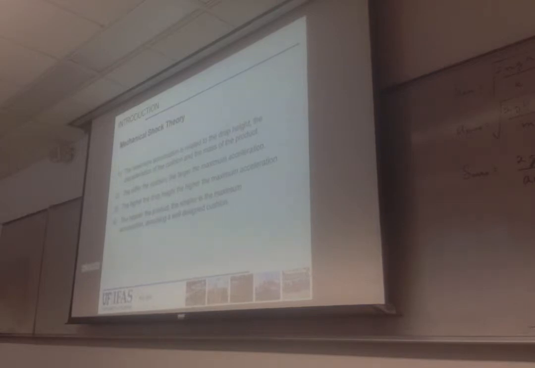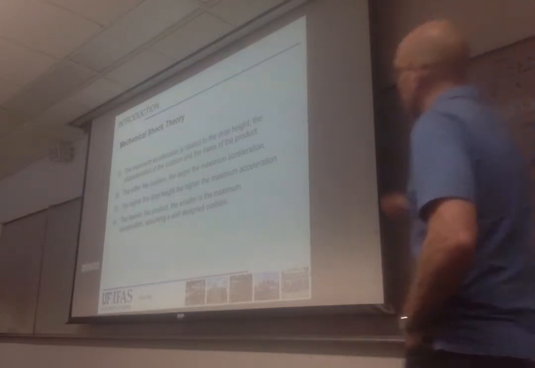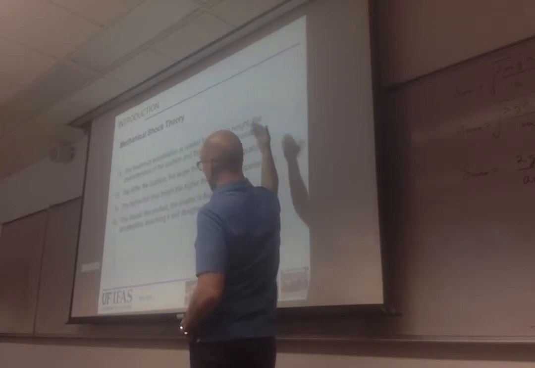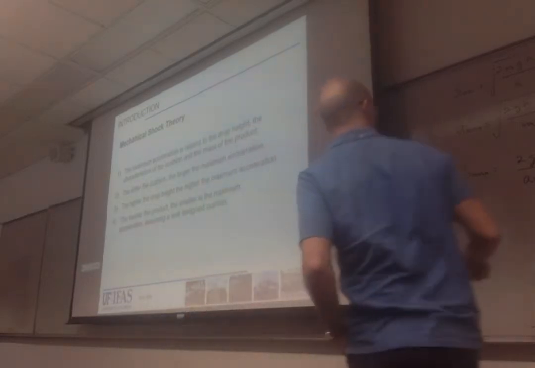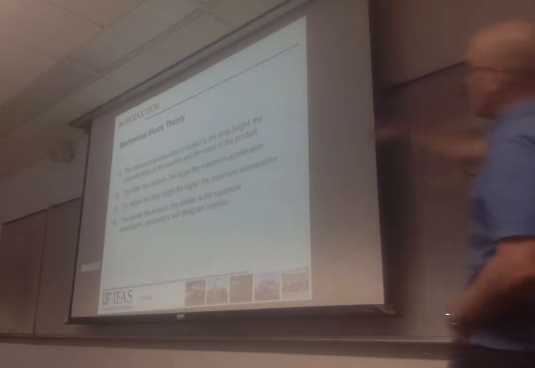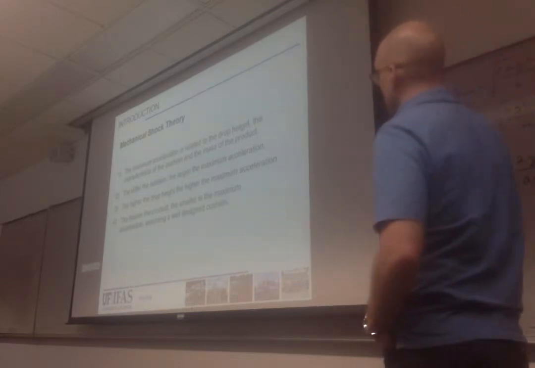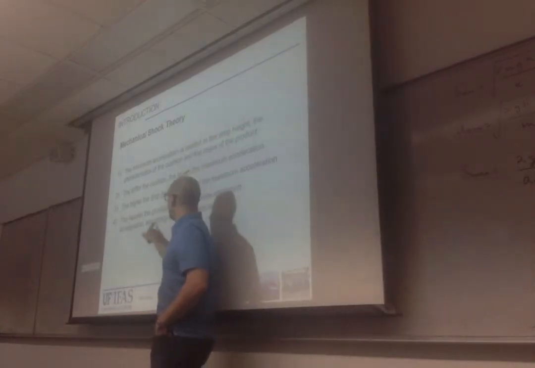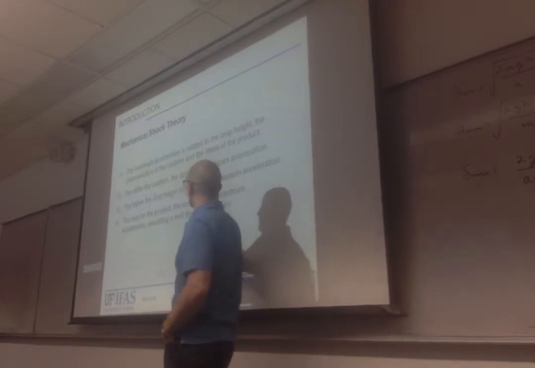And these statements or observations are important, and that's what we just discussed step by step. The maximum acceleration is related to the drop height, the characteristic of the cushion, and the mass of the product. So all of these statements relate to these equations, partially this one. The stiffer the cushion, the larger the maximum acceleration. The higher the drop height, the higher the maximum acceleration. And the heavier the product, the smaller the maximum acceleration. Assuming, and this is important, a well-designed cushion.